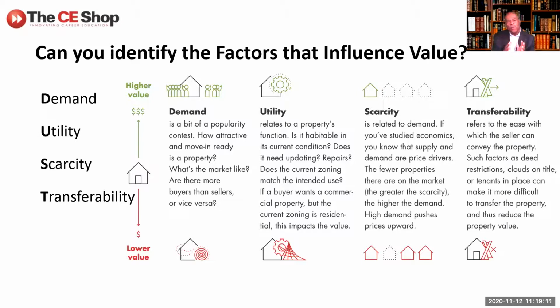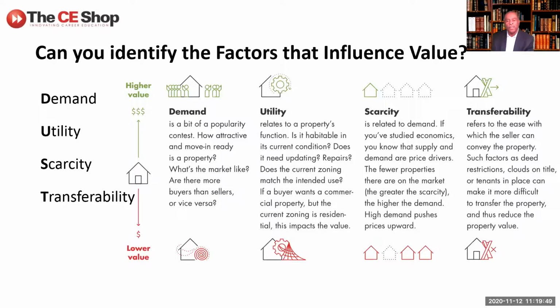And then for a property to have value, it has to have utility. And another word for utility is use. That relates to the property's function. Is it habitable? Is it in good condition? Or what is the condition of it? Does it need updating? Repairs? Does the current zoning match the intended use? If a buyer wants commercial property, but the zoning is residential, how does this impact value?